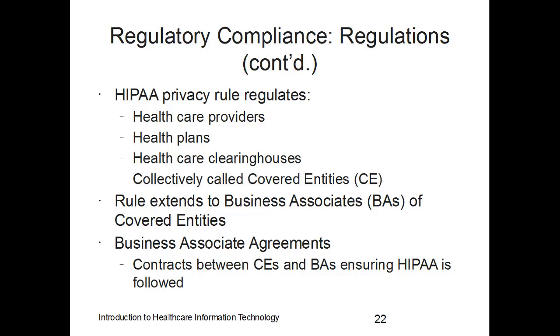And when it comes to HIPAA, the HIPAA privacy rule will regulate healthcare providers, various health plans, and healthcare clearinghouses. And these are collectively known as CEs, or covered entities. So any organization, any group that offers any kind of health care would be impacted by HIPAA. And this rule also will extend to business associates of covered entities. Any organization that a healthcare provider does work with will also be impacted by HIPAA. The same thing would apply to business associate agreements. These are contracts between the covered entities and the business associates, basically to ensure that HIPAA is followed. And the overall goal is to protect that patient's privacy.